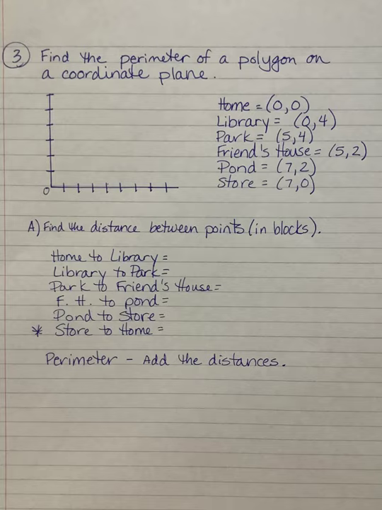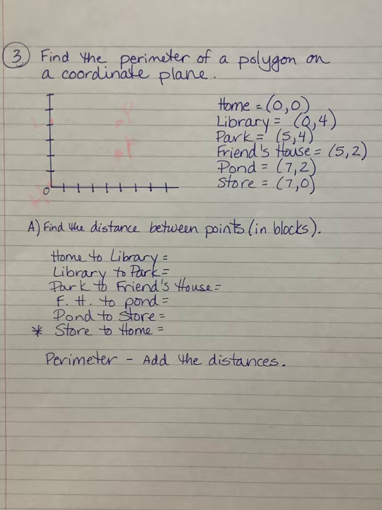So we're going to start by plotting the points, and we'll start with home at 0, 0, and we'll call that H. Then we'll plot the library, which is at 0, 4. We'll call that L. The park is at 5, 4. So we'll call that P. The friend's house is at 5, 2. So we'll call that F.